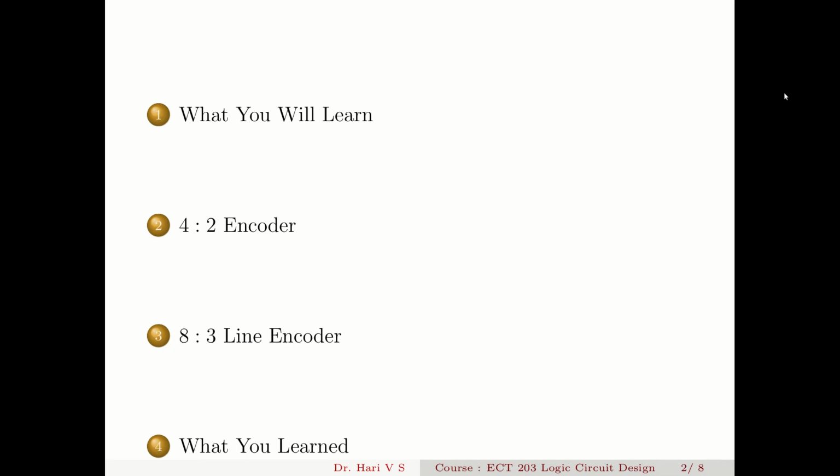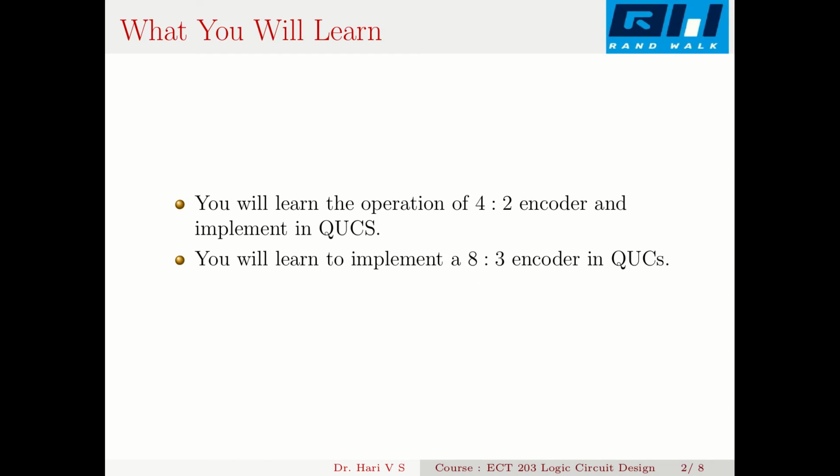The talk is organized as learning outcomes, then the design of a 4 to 2 encoder, then the design of an 8 to 3 line encoder, and the summary of understanding. In this video, you will learn the operation of a 4 to 2 encoder and implement it in QUCS. Then you will learn to implement an 8 to 3 encoder in QUCS.